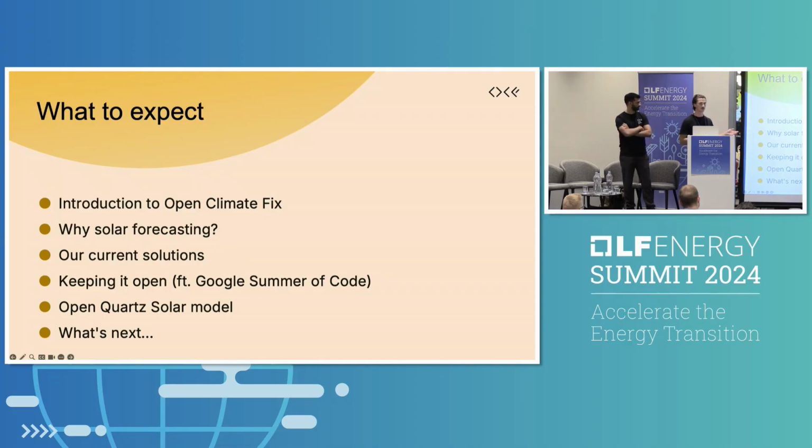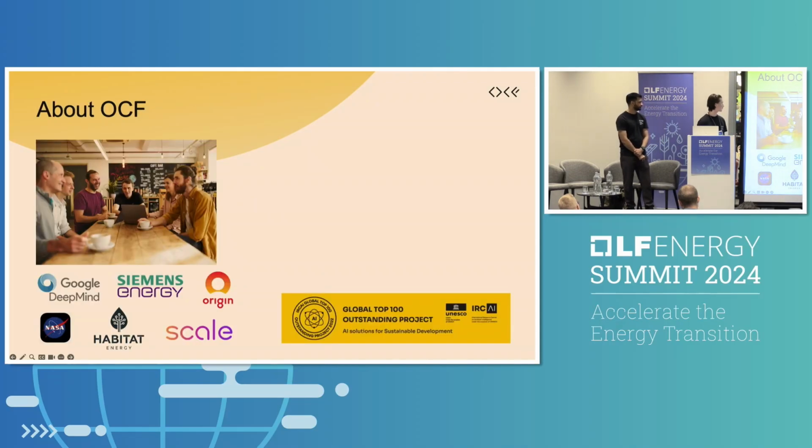So yeah, going to start off with a brief introduction to us as a company, Open Climate Fix, why we've chosen to do solar forecasting, and what are the current solutions that we have in place, as well as what we've been doing to keep it open, including speaking a bit about what we've been doing as part of the Google Summer of Code project. And then we're going to touch a bit upon Open Quartz, some of the developments that we've been having in our model over the past 6 months, and then what is next in store for us.